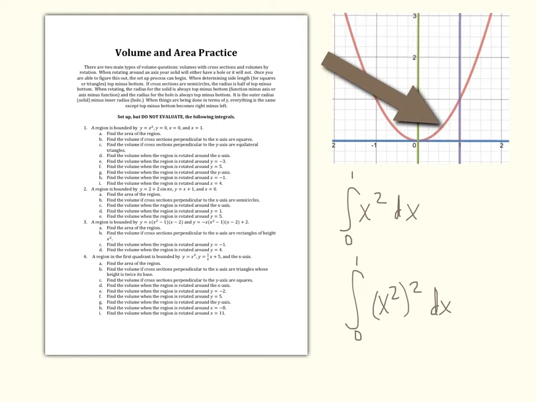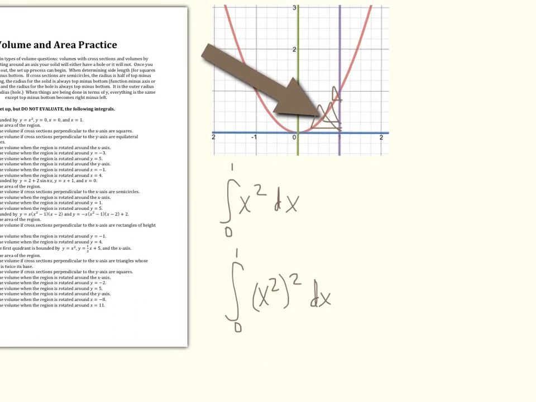Next one. Cross-sections perpendicular to the y-axis are equilateral triangles. So that's going to be square root of 3 over 4 side squared. My y's go from 0 to 1, and my side is going to be 1 minus square root of y, squared. So in terms of y, the x squared function becomes square root of y.